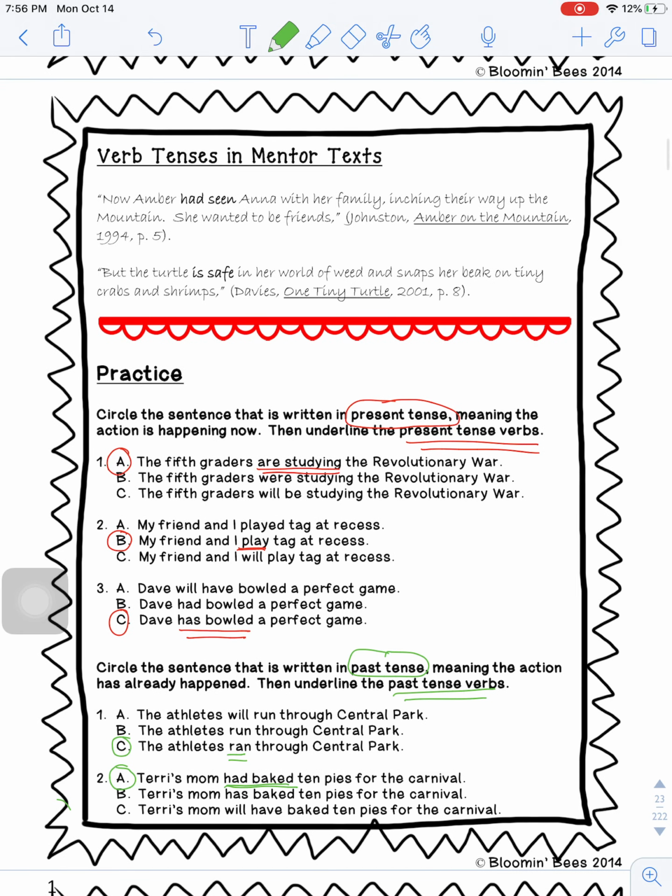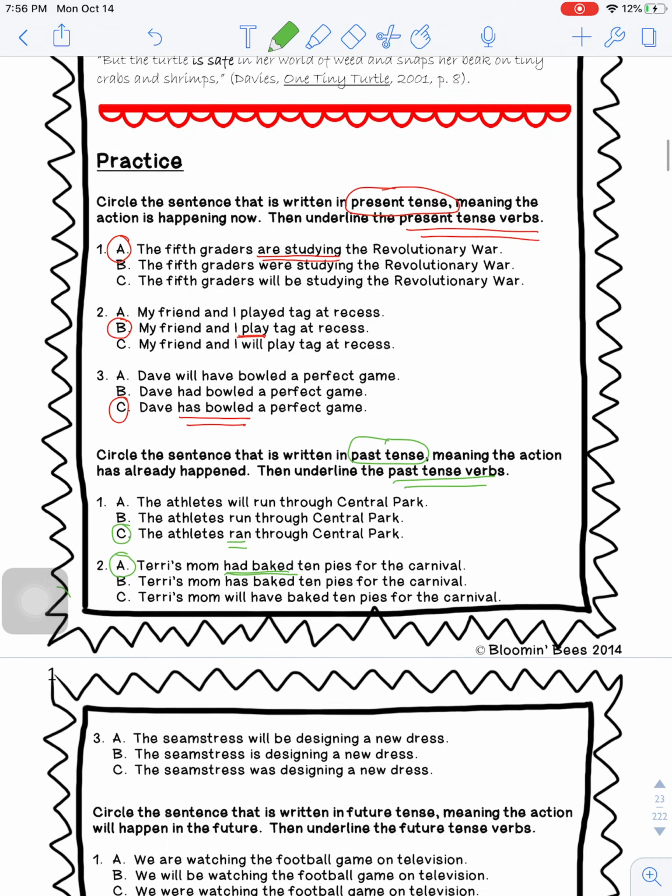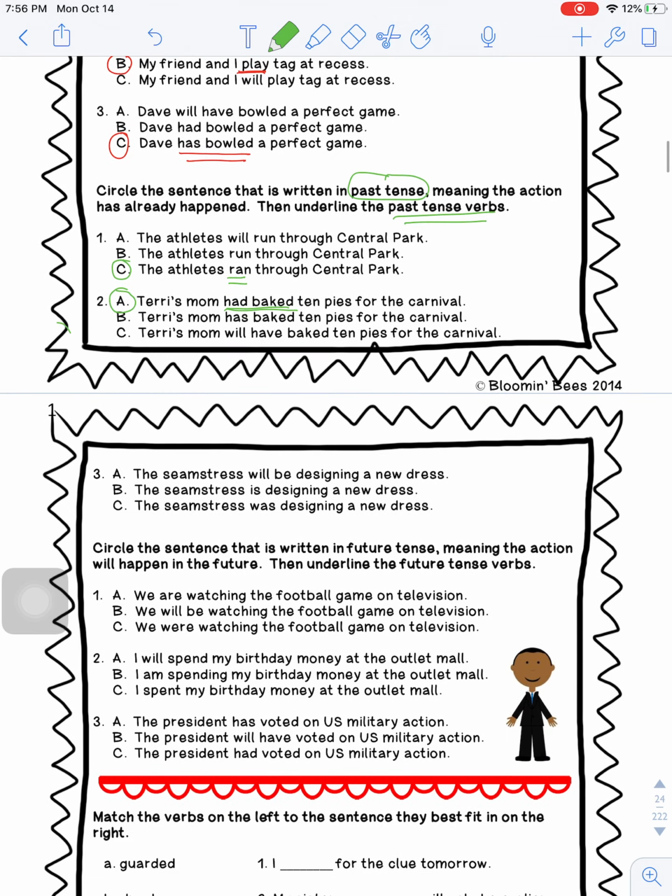If you go ahead and get the copy of the independent grammar practice that you're going to have for the rest of the week, let's just take a look at number 3 and just make sure that we address the past tense, circling it, and then the past tense verb, we'll underline it. Okay, it says the seamstress will be designing a new dress. Or the seamstress is designing a new dress, or the seamstress was designing a new dress. Give you a moment to look at that.